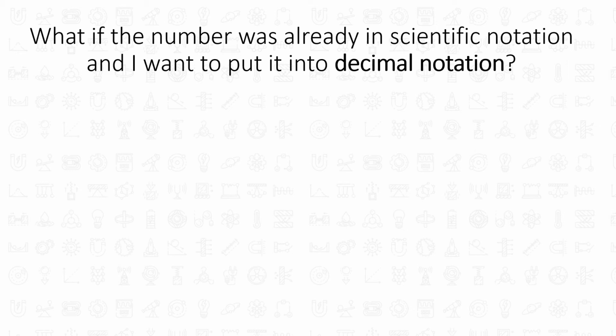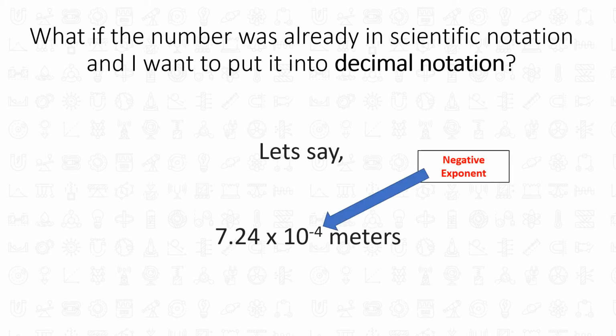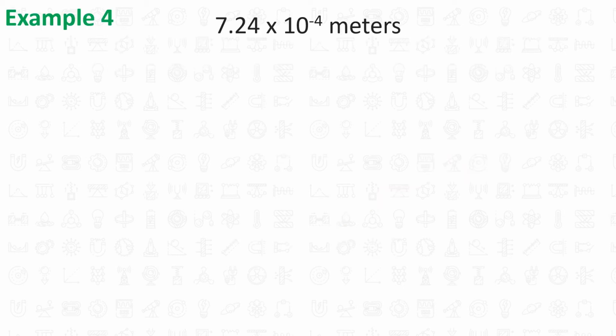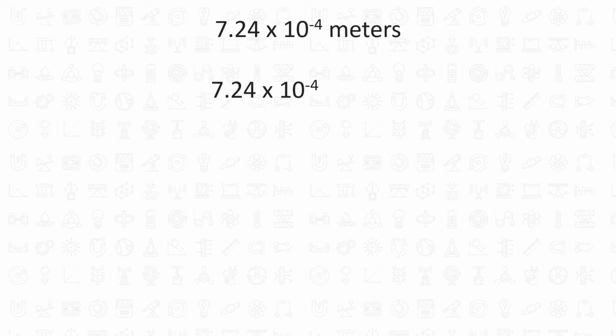So what if the number was already in scientific notation and you want to put it in decimal notation? All right, so again, let's do 7.24 times 10 to the negative 4th. So it's the same type of question, but now it's a negative exponent. So let's look at that. So let's rewrite this. 7.24 times 10 to the negative 4th meters. If we rewrite that, again, whether it's positive or negative does matter. So the exponent is a negative 4 in this case.